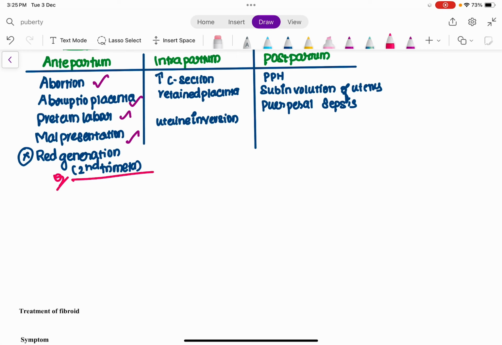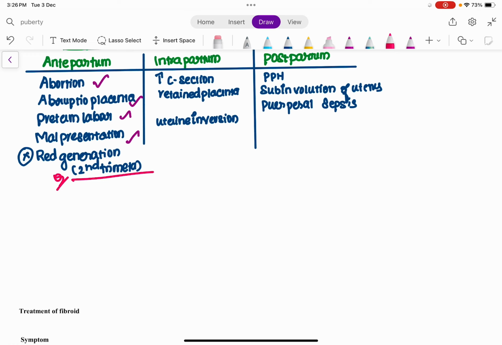What are the intrapartum complications? So intrapartum, it can result in increase in chances to do the C-section. Vaginal delivery might not be possible because of increase in size of the fibroid, which is occupying the uterus. So increase in chances for C-section. And then it can also result in retained placenta. The placenta might not be separated and removed in toto.